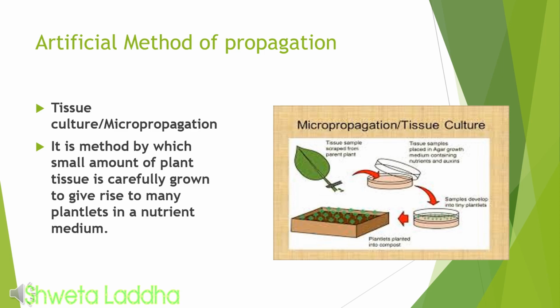Each tissue can develop into a new plant. So these tissues are collected and grown in an agar medium. Nutrients, inorganic and organic, are added to it. Then these are allowed to grow in the agar and nutrient medium. Small plantlets develop. These plantlets are then transferred to trays where they grow in size, and then they are transferred to the field. So this is the method of tissue culture or micropropagation, which is very useful nowadays to get better, disease resistant varieties of plants.